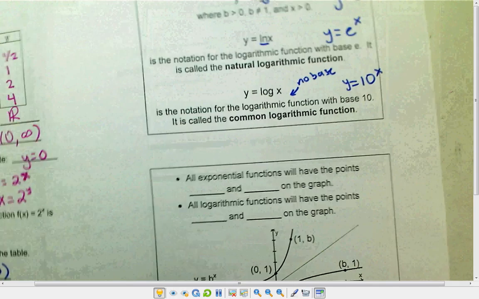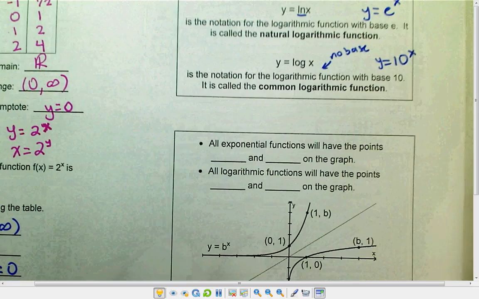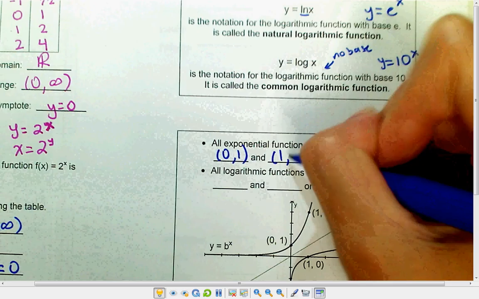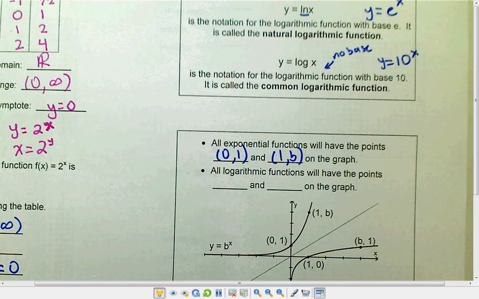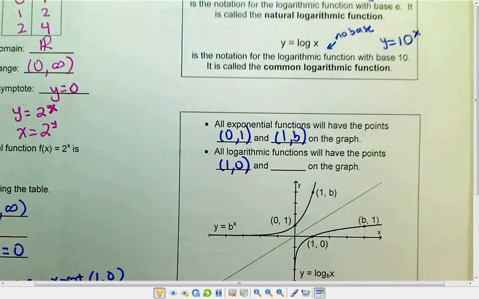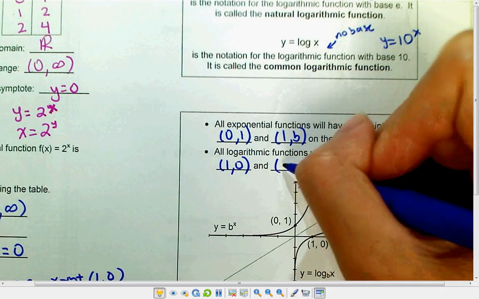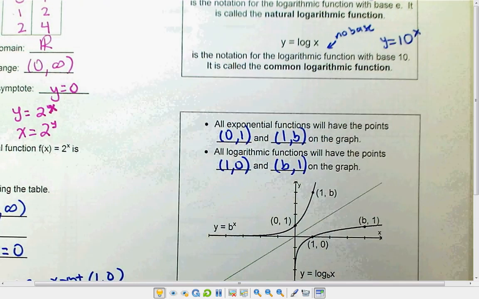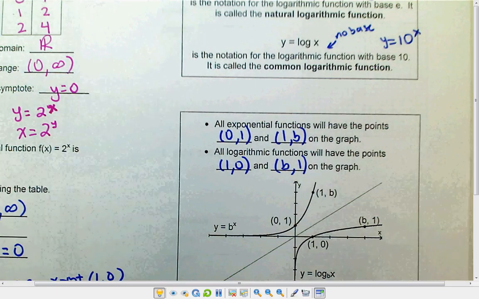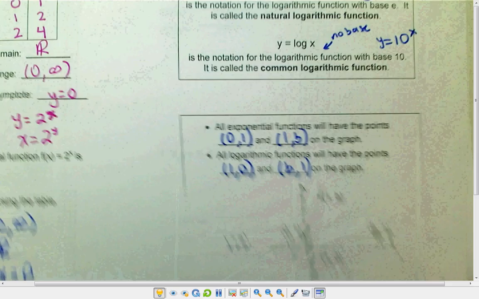So as we talked about with our exponential unit, all our exponential functions are going to have 0, 1, and then 1, whatever the base is. So it makes sense that our log functions are going to switch our x and our y. They're all going to have the point 1, 0, and then the point b comma 1, whatever your base is. So those two just get switched around with your x's and your y's. Okay, let's do a couple of examples.